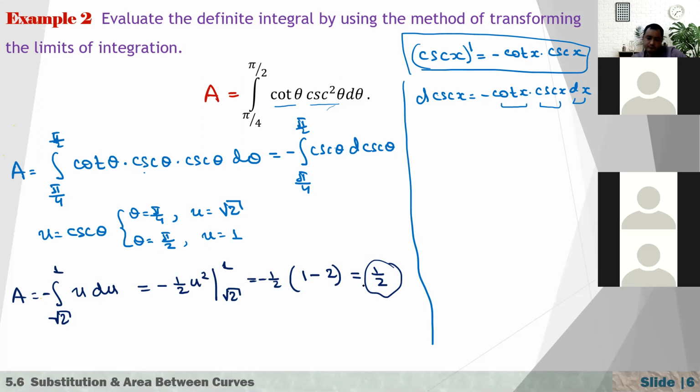Professor, yes. I think you will let u equal to sine. Sine? Yes. What do you mean? Let u equal to sine. Are you trying to say that there's a mistake here, or you're suggesting a different method?